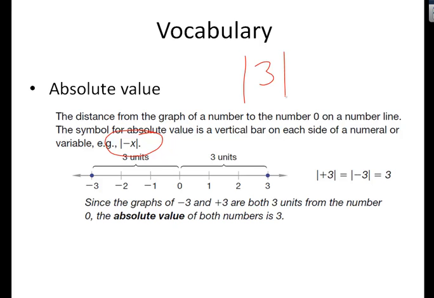Since the graphs of -3 and +3 are both 3 units from 0, then their absolute value is the number 3. So here's +3, here's -3, absolute value of +3, absolute value of -3. They both are equal to 3.